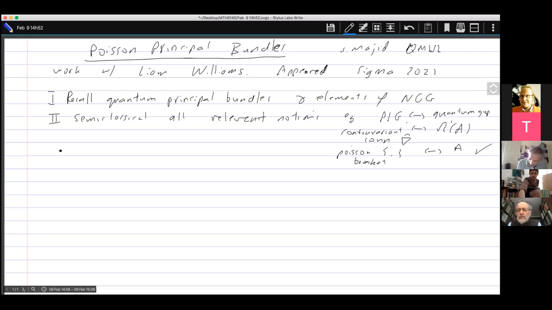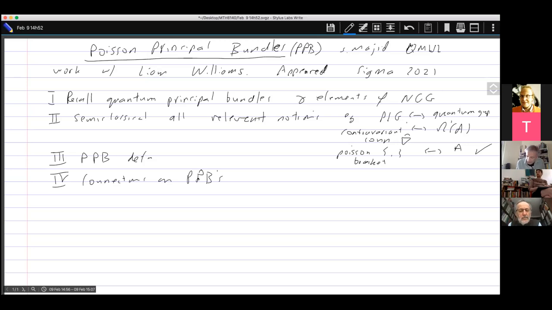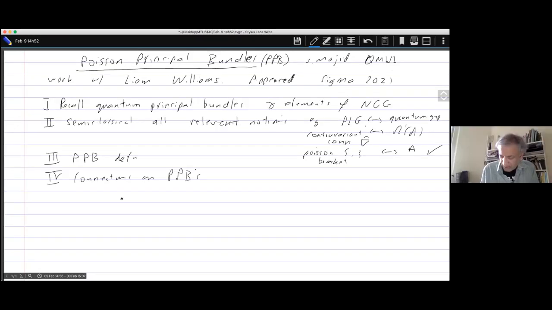So I will explain that one, and this one you probably know, and this one I'll explain. And then we will put this together to formulate the notion of a Poisson principal bundle. Okay, this is Poisson principal bundle. PLG is going to be Poisson-Lie group. Okay, maybe I should have written that. The definition. And then I will discuss associated bundles and connections on PPBs. So this would be the infinitesimal notion of a quantum connection on a quantum principal bundle or its associated bundle. Okay, so that's the program.